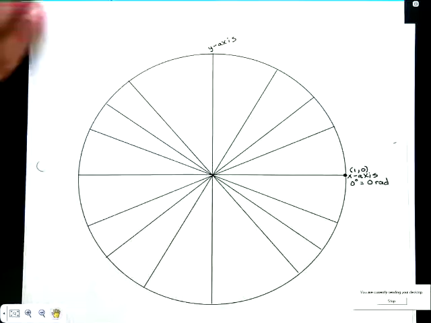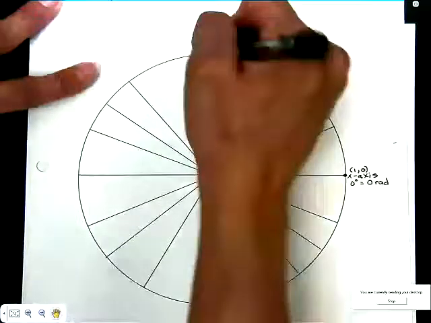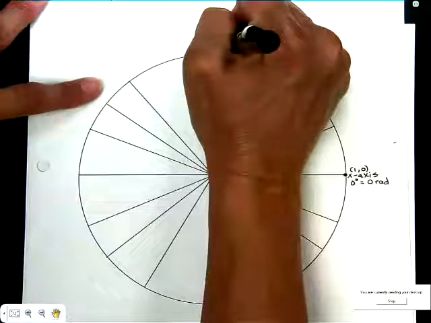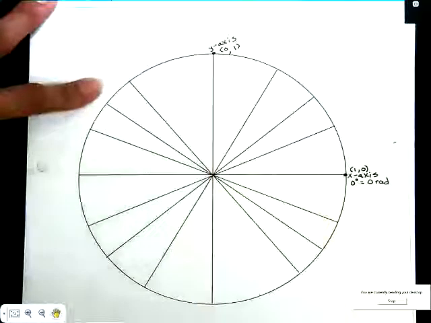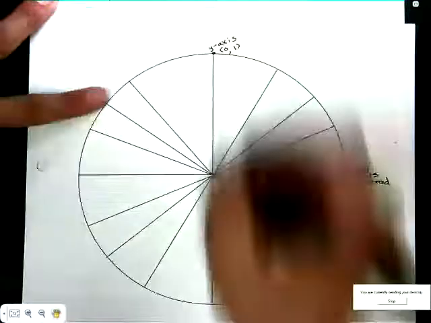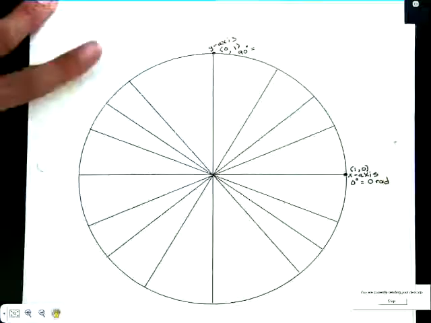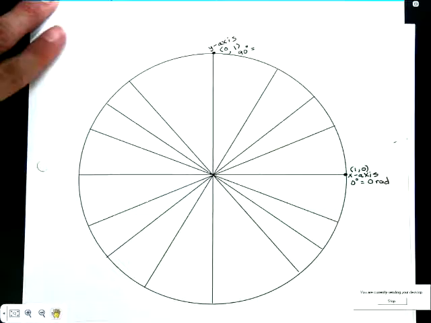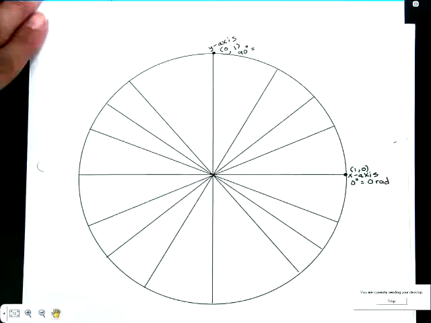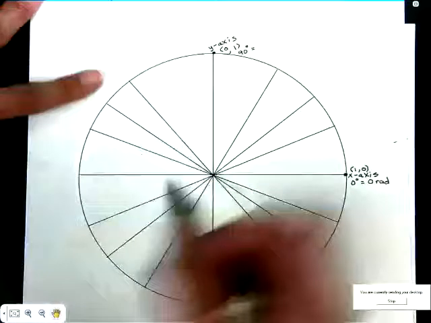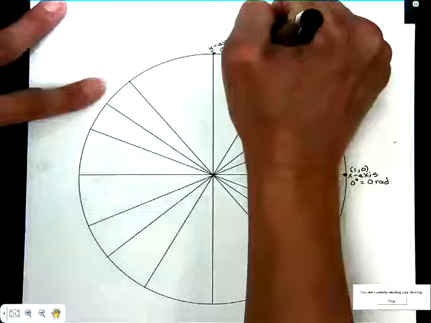What is the ordered pair that would name this point on the y-axis for a 90-degree angle? Yeah, x is 0, y is 1. And that's 90 degrees. Or how many radians would that be? Yeah, a half a pi. If 180 degrees is a whole pi, 90 degrees is a half pi, or we're going to just write it pi over 2 radians.